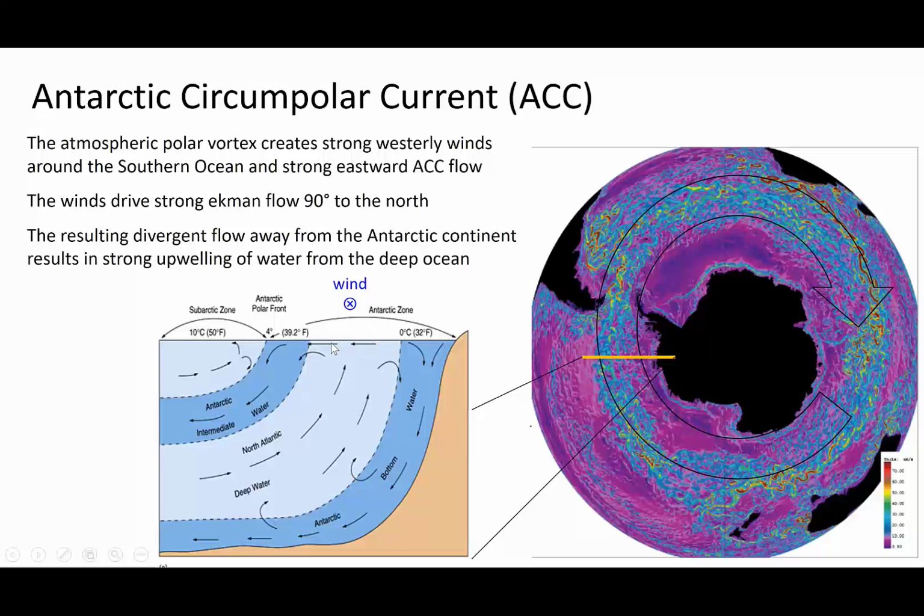The surface water is deflected to the left, and that creates very strong upwelling from very deep in the ocean up to the surface. As that surface water is pushed towards the equator, it's colder and more dense than other water that's flowing southward from the equator. So because it's denser, it goes underneath that water flowing along the surface from further north. So this creates very strong overturning circulation in the deep ocean.